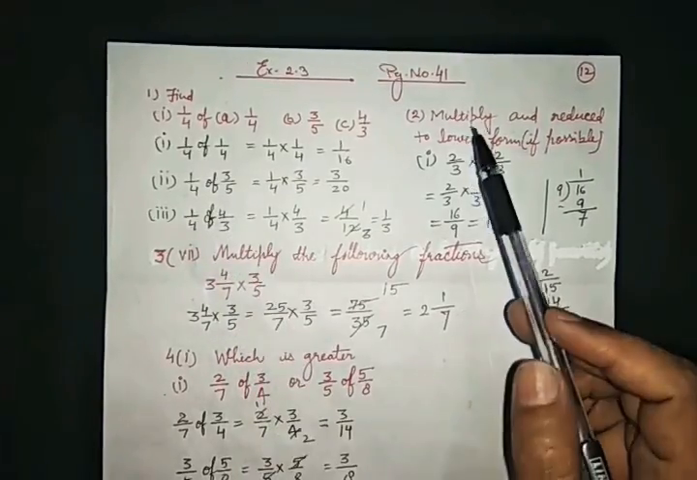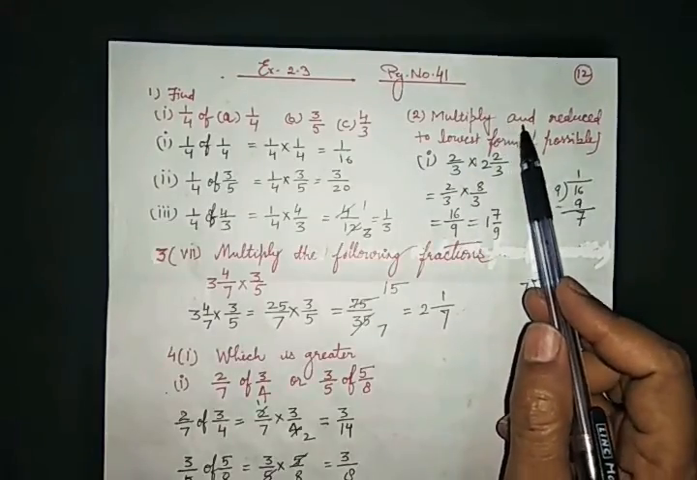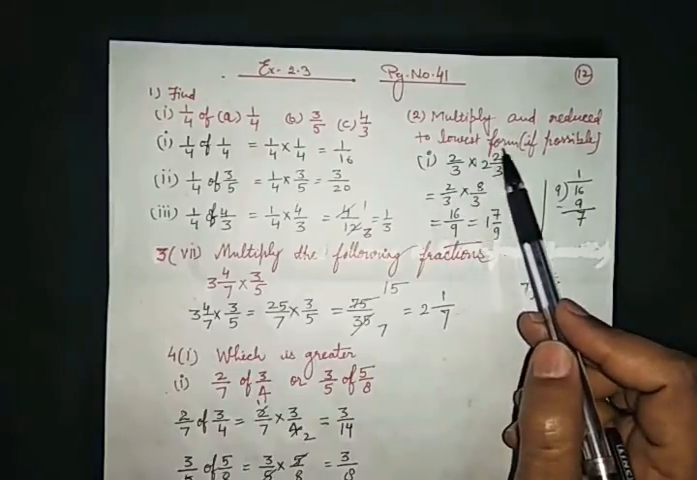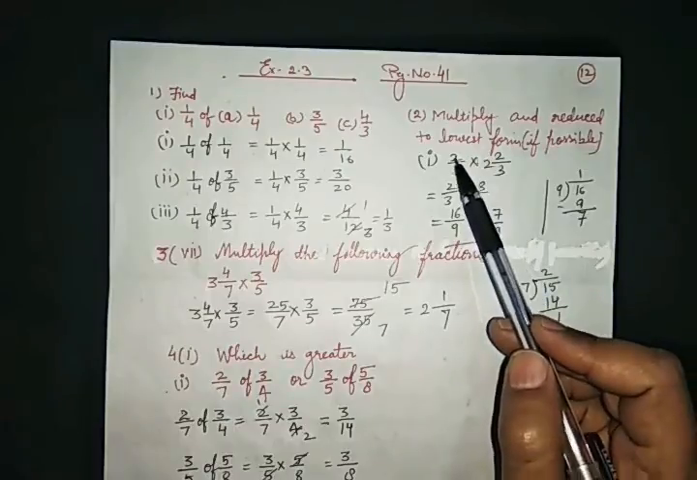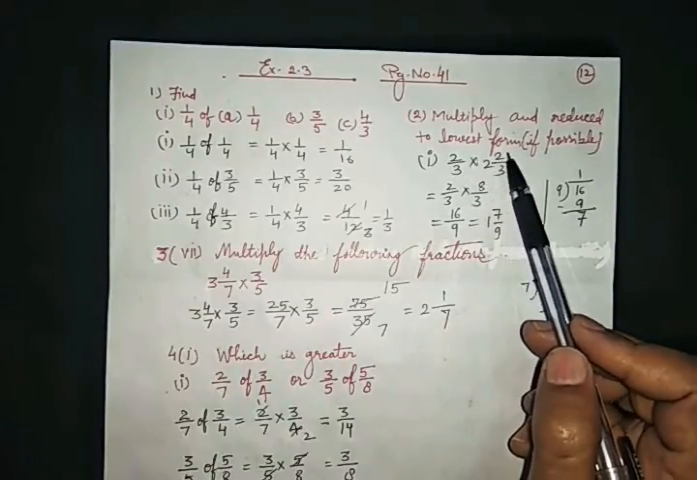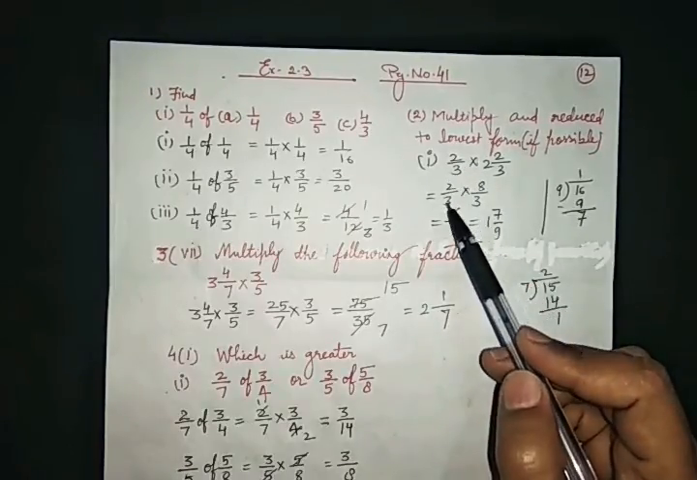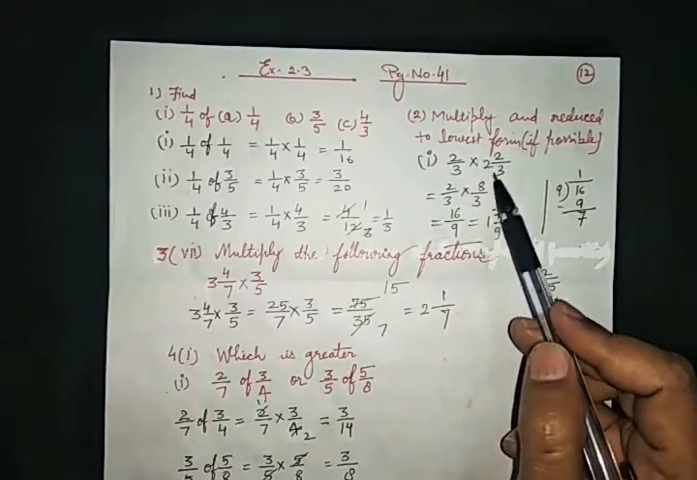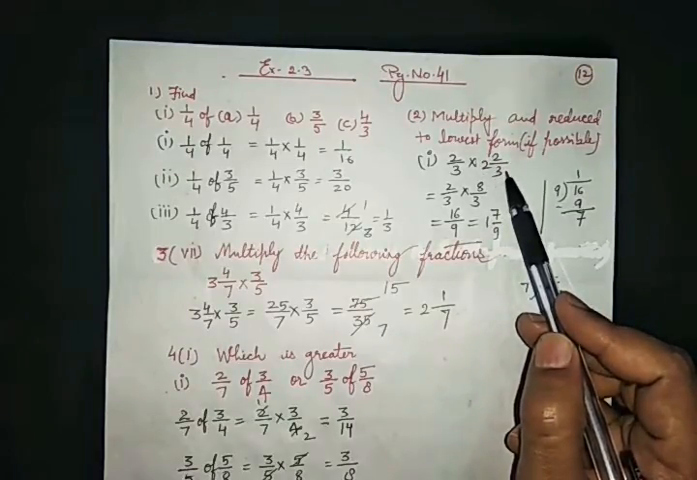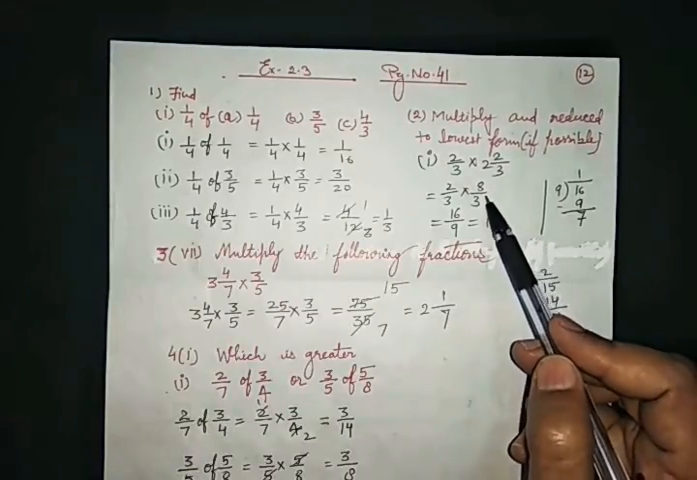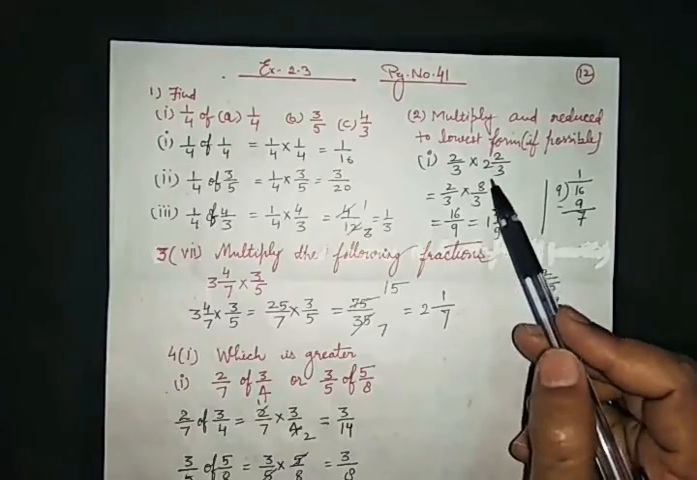Now you see question number 2, first part. Multiply and reduce to lowest form if possible. Here 2 by 3 into 2 whole 2 by 3. Here 2 by 3 we will write as it is, into 2 whole 2 by 3. You can see it is a mixed fraction. We will write it as an improper fraction. 3 2s are 6 plus 2, 8.